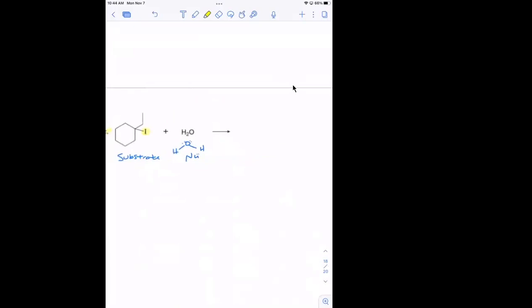What do you think? This is a tertiary carbon. Can it do SN2? Tertiary carbon. Is it possible to do SN2 on a tertiary carbon?